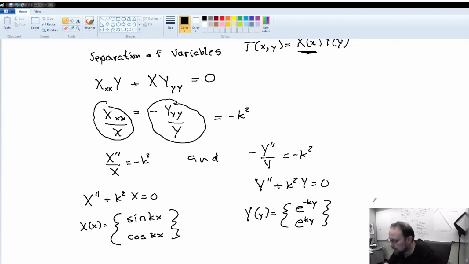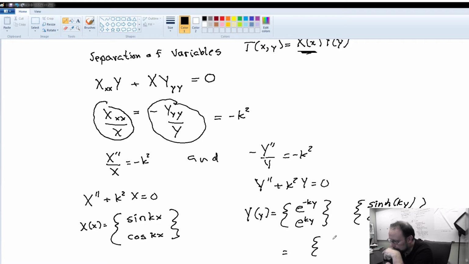But it turns out that, because of the way hyperbolic sine and cosine are defined in terms of exponentials, you can also see that hyperbolic sine of ky is a solution. And so is hyperbolic cosine, so sinh and cosh. All right. But which ones do we choose? Well, actually, let me say something more. Not only are these solutions, but so are these.